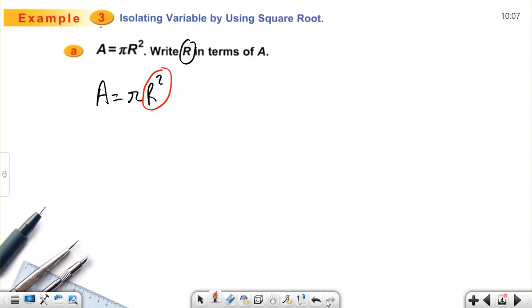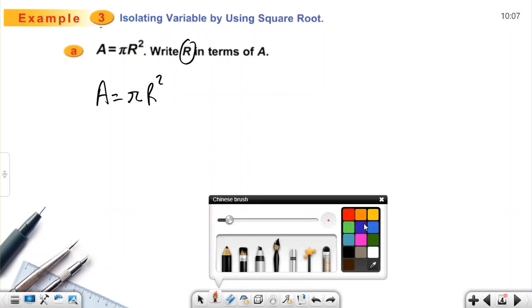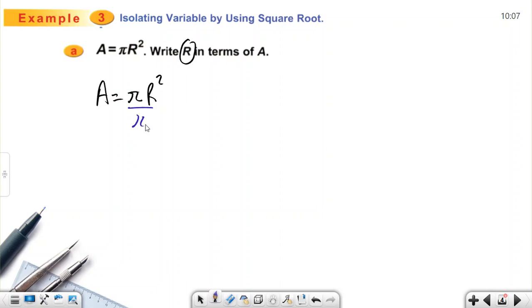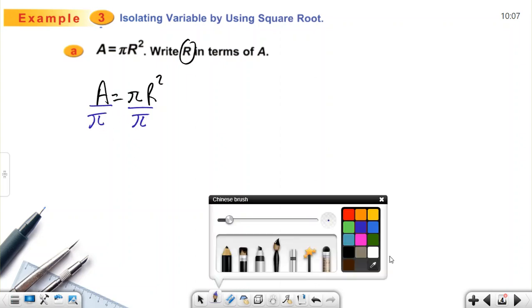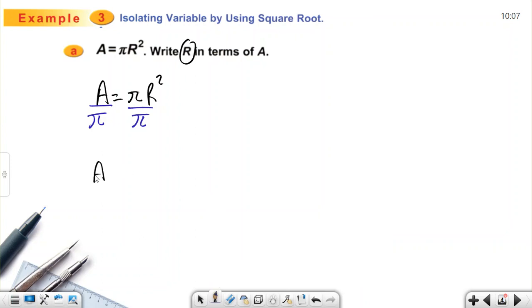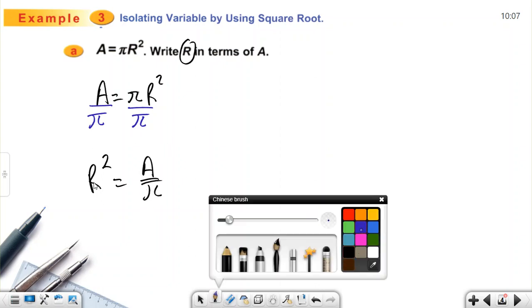But I have pi here. First I can simplify this pi. If we divide both sides by pi, what will we have? We will have area over pi is equal to r squared. I can change the places, so I can directly write r squared is equal to area over pi. Nothing changed, just the sides. No problem, we can do that.